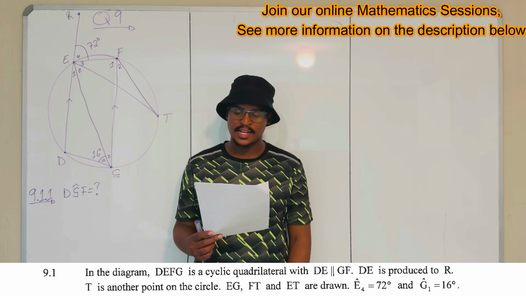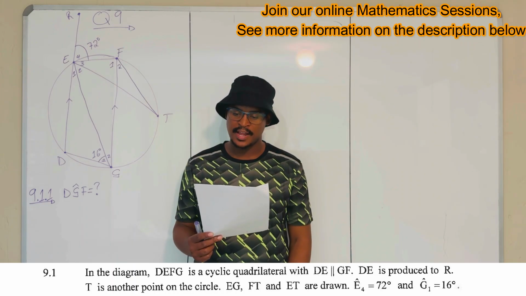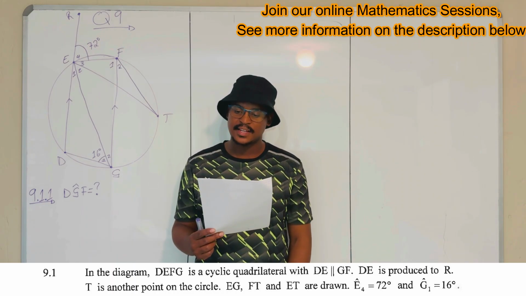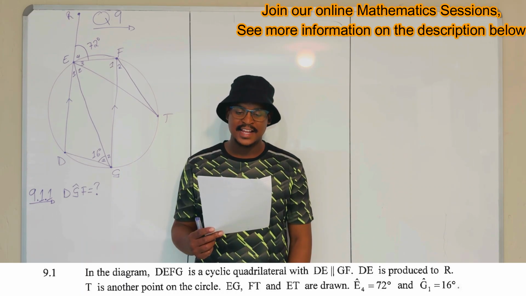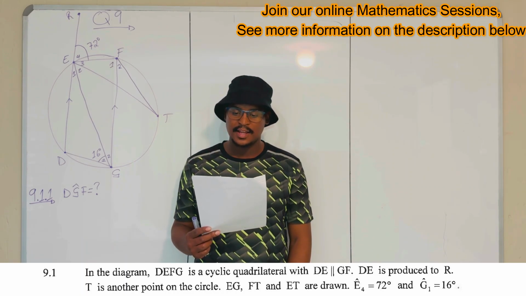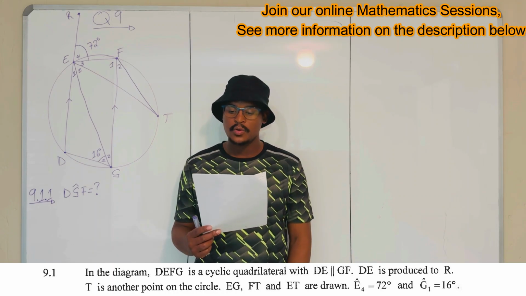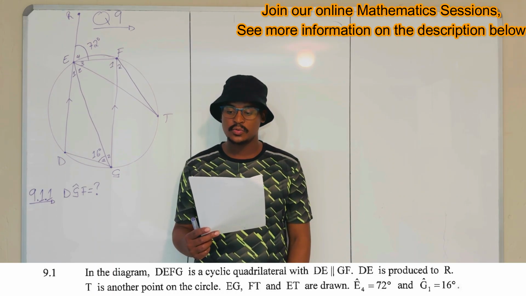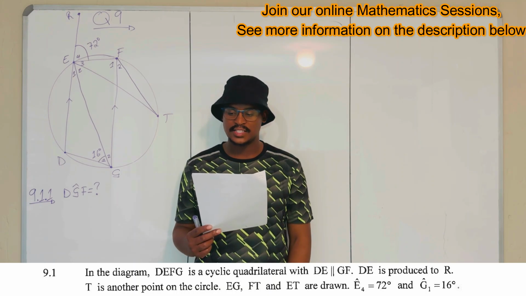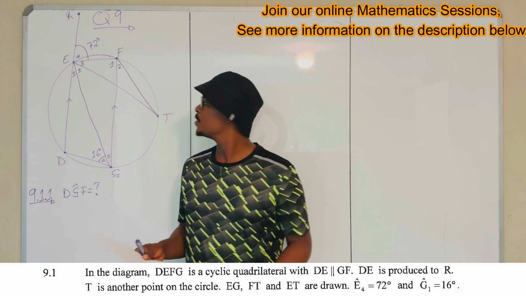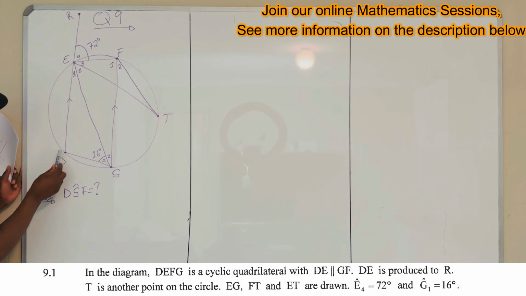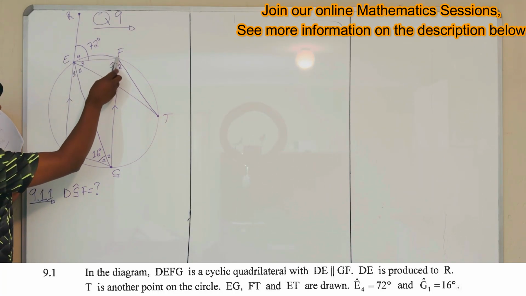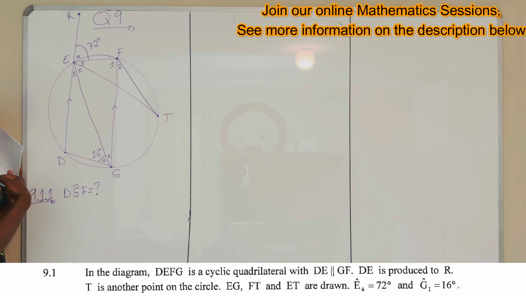DEFG is a cyclic quadrilateral with DE parallel to GF. DE is produced to R, and T is another point on the circle. EG, FT, and ET are drawn. You are told that angle E4 is equal to 72 degrees and angle G1 is equal to 16 degrees. So, this is what you can see here. You can see the circle over here. So, you're told that DEFG is a cyclic quadrilateral.